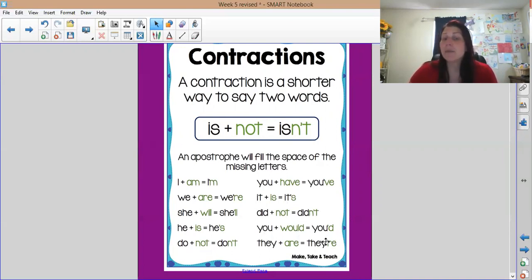You would becomes you'd. That apostrophe takes the place of all those letters, the W, O, U, and the L. So we get rid of all of those letters. So it's kind of like a space saver. That apostrophe becomes a space saver. They are, we get rid of that vowel A, becomes they're. So a lot of these are very common. I know you've seen them before. They're part of our review, part of our lesson. Remember, cumulative review means we don't just see something once in the beginning of the year. It does come back so that we don't forget about it.